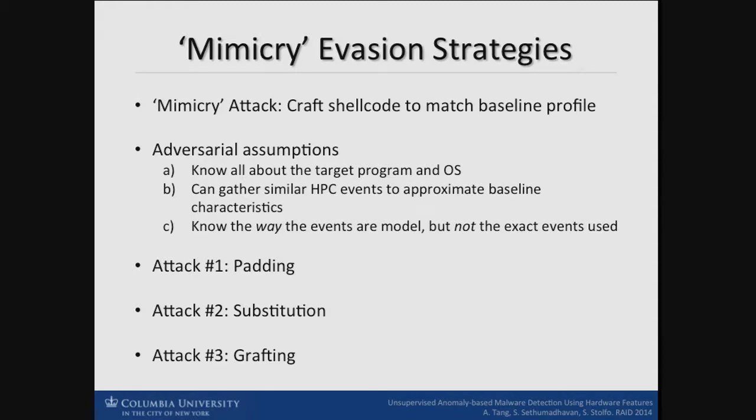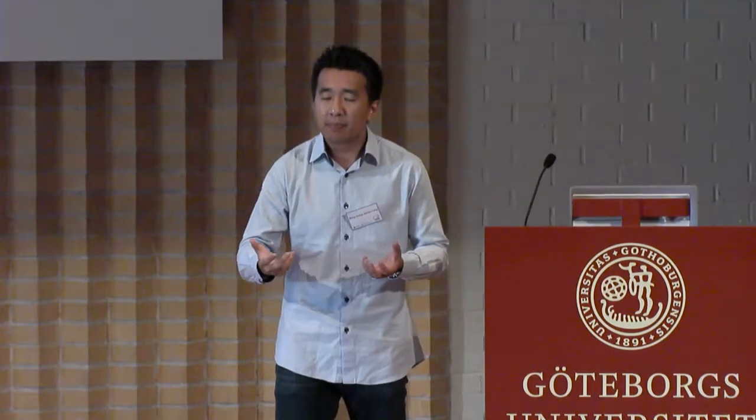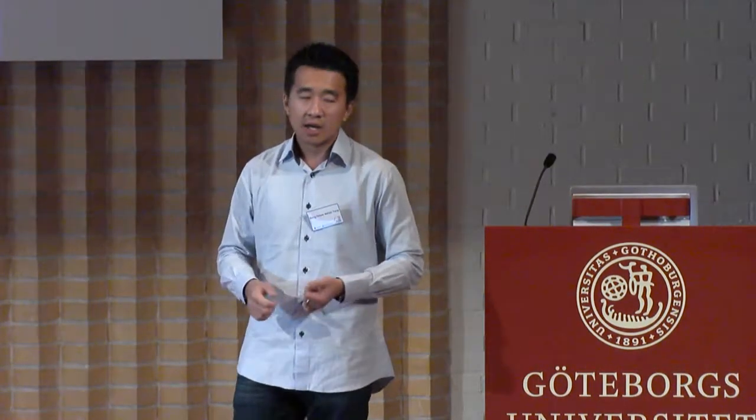This is just some of the attacks that we have generalized for the mimicry evasion attacks. We only go into more detail for the padding attack. The assumption is that the attacker knows the way we are modeling, and needs to know exactly the events that we are using. So he could run the same thing on the same or a similar system, find out what a normal model would look like, and try to massage his attack code to reflect the same kind of normal code behavior in terms of the features that we are using.